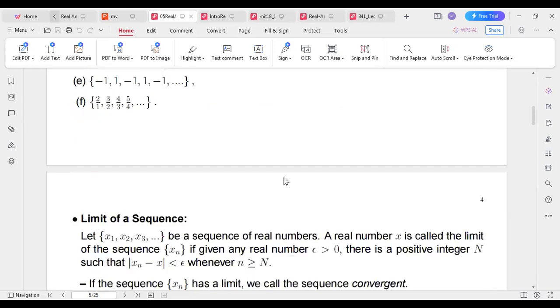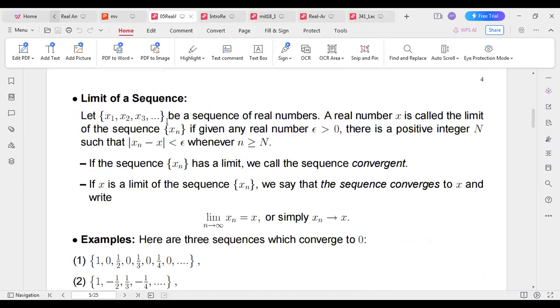Now, what is the limit of a sequence? Let x1, x2, ..., xn be a sequence of real numbers. A real number x is called the limit of the sequence xn if, given any real number epsilon greater than 0, there is a positive integer N such that the modulus of xn minus x is less than epsilon whenever n is greater than or equal to N. If the sequence has a limit, we call the sequence convergent. Otherwise, it is divergent. So if x is a limit of the sequence xn, we say that the sequence converges to x, and this can be written like this.